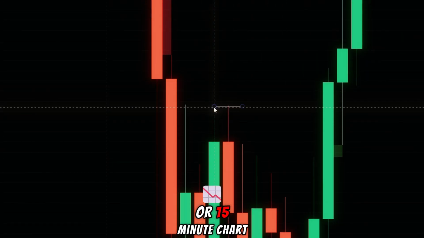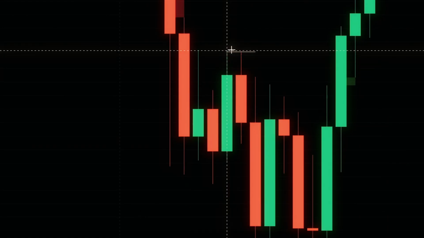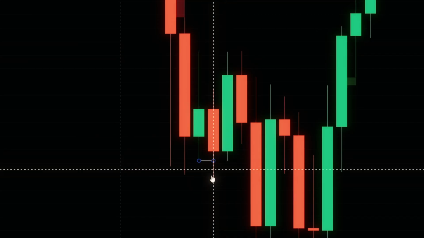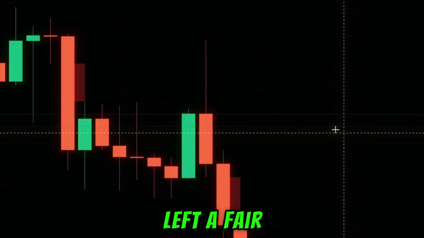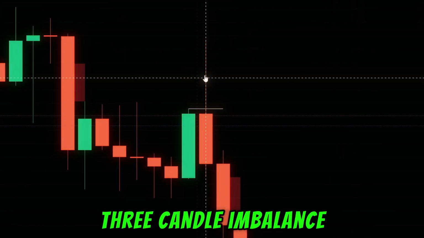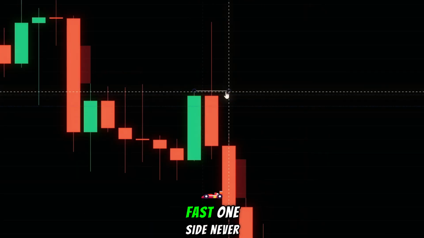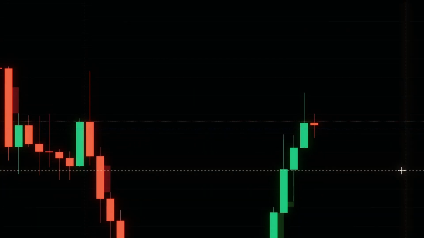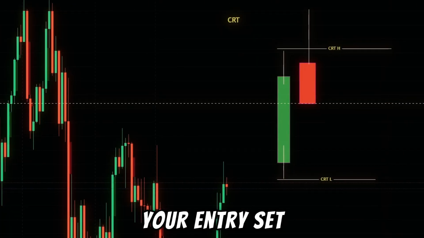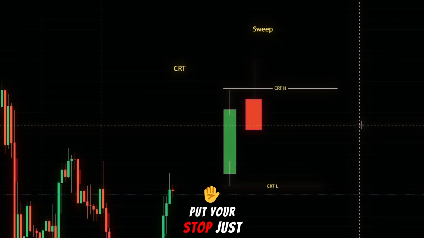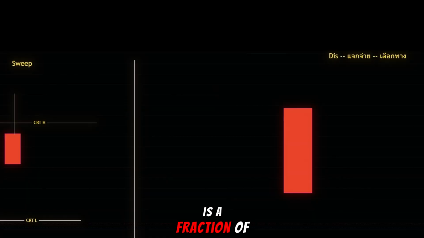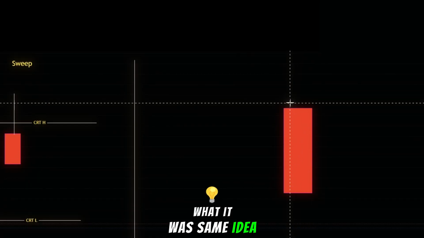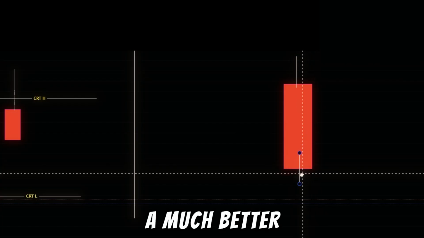Drop to the 5 or 15-minute chart and look at what the sweep actually looked like up close. What you'll almost always find is that the reversal out of the sweep left a fair value gap, a 3-candle imbalance where price moved so fast one side never got filled. That gap is your entry. Set a limit order in it. Put your stop just below the gap or below the sweep low, whichever is tighter while still making sense, and now your risk is a fraction of what it was. Same idea, same trade, a much better price.